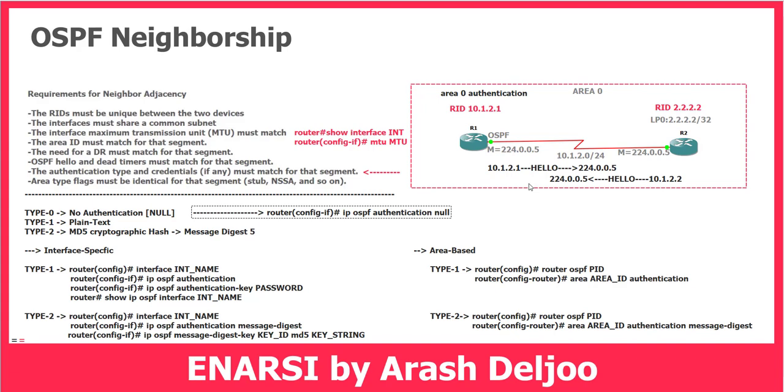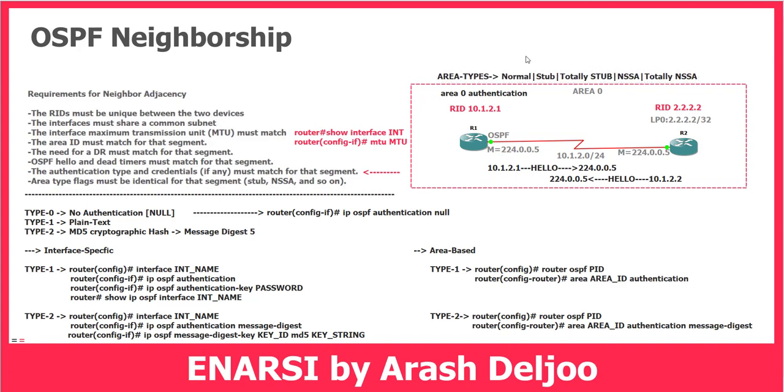And finally we have another condition. Area type flag must be identical for that segment. You will learn about the area type flag and after that you can understand what it means. But let me say that for now, in OSPF we have different area types, and you will learn about them in this class. We have the normal area, which is the default area type. We have the stub area, we will learn about it. We have the totally stubby area, we have the NSSA area, not-so-stubby area, and also the totally NSSA. You will learn about all of these areas in this class.